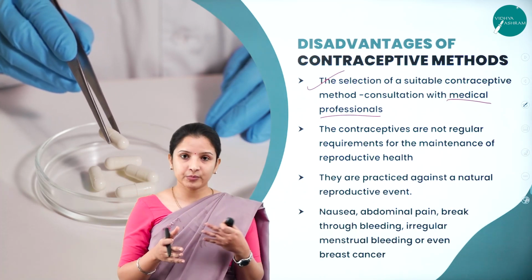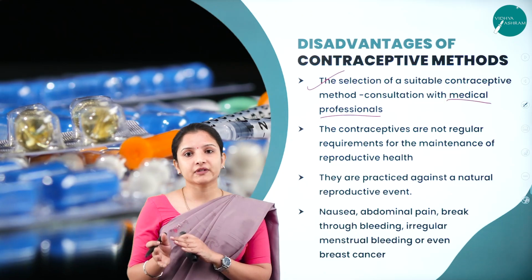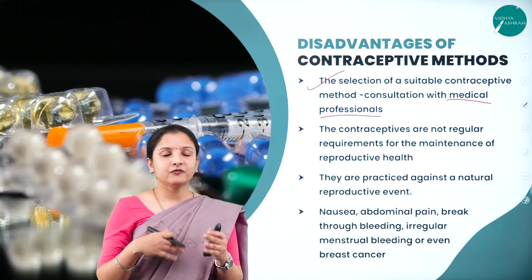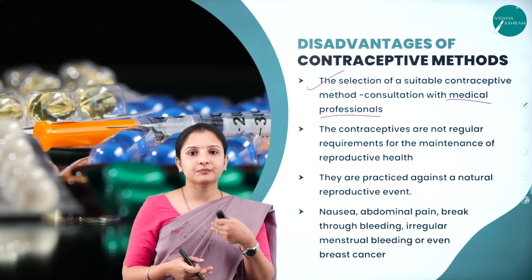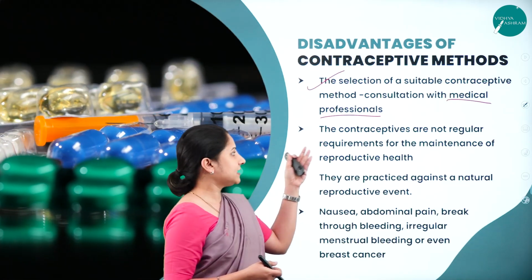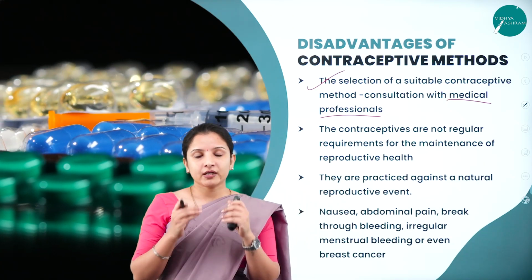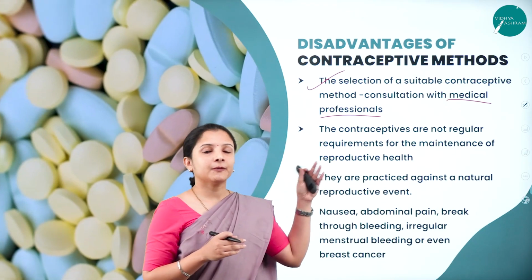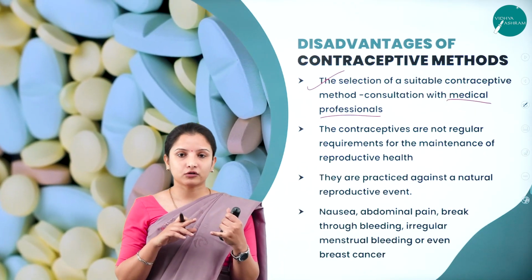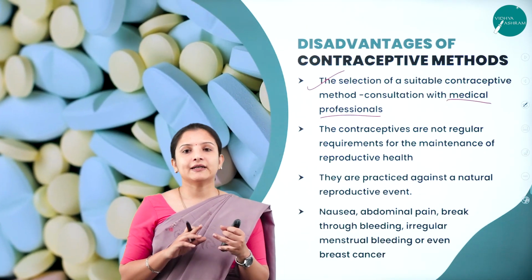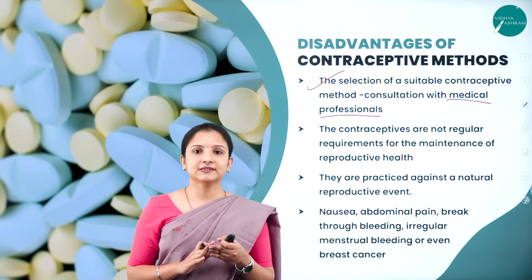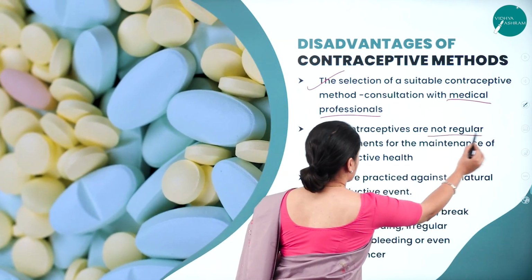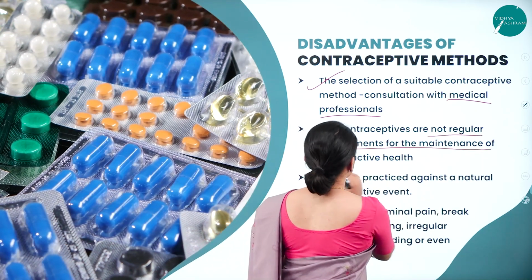Why? Because a couple cannot decide, we're not going to have kids for about 10 years. So you can't force the female to have the contraceptive pills or the tablets, because these tablets bring about a lot of problems in the health of the female. That is why it also brings about a lot of problems in her emotional, social as well as physical health. Therefore, the contraceptives are not regular requirements for the maintenance of reproductive health.